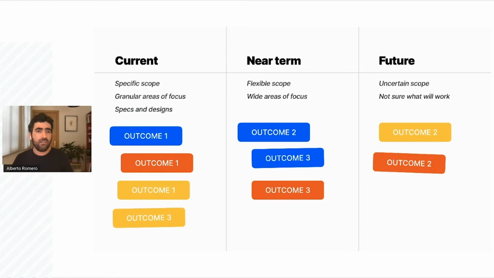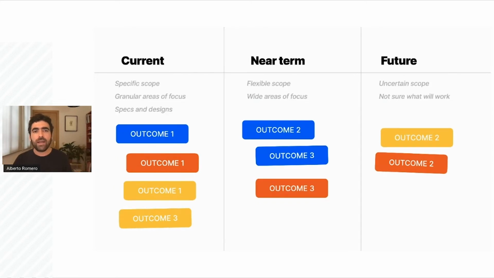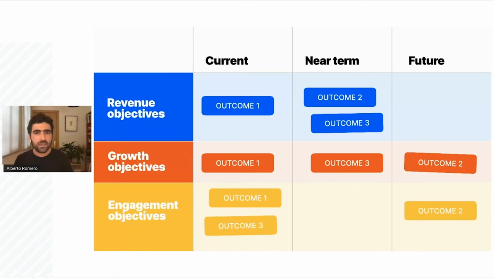So again, we place the outcomes listed under each time horizon. And as we learn more about how we can tackle each outcome, we can bring them to the current box. So doing things in this way, combining the vision, combining your objectives and the time horizons, enables us to articulate a product strategy in a new way.